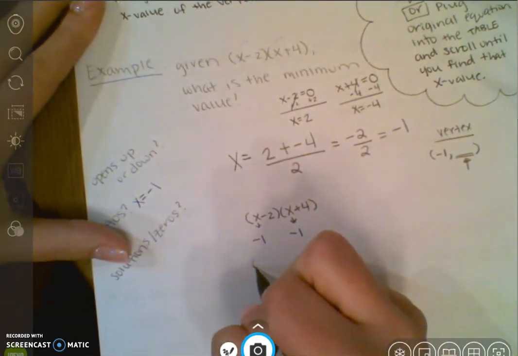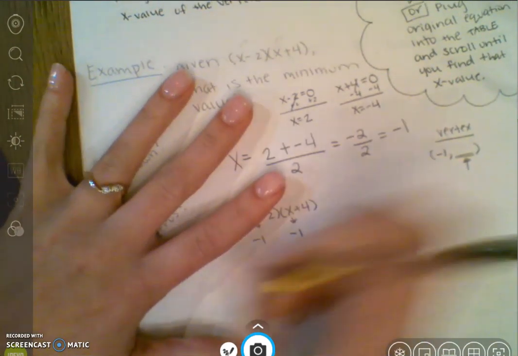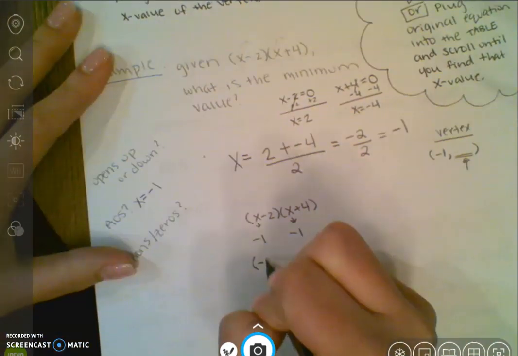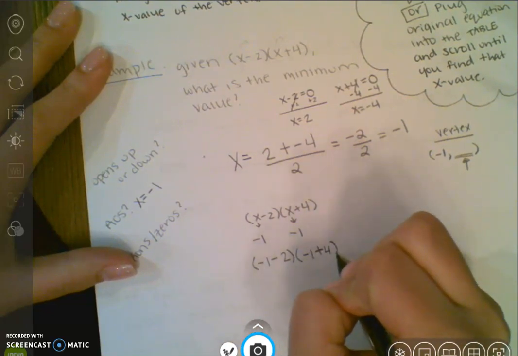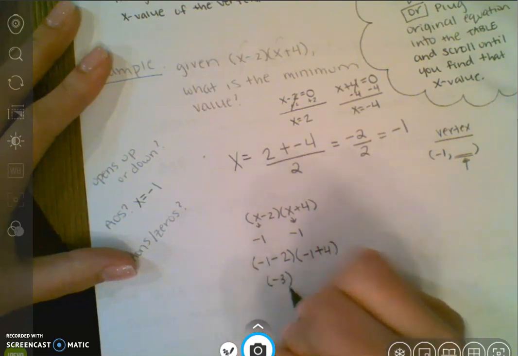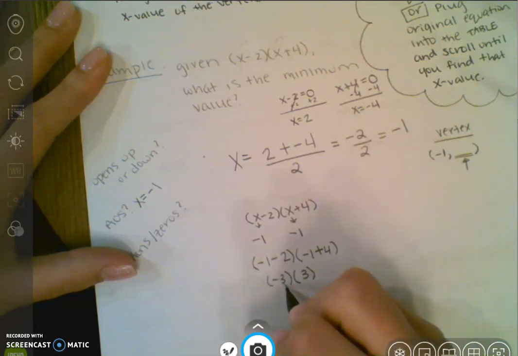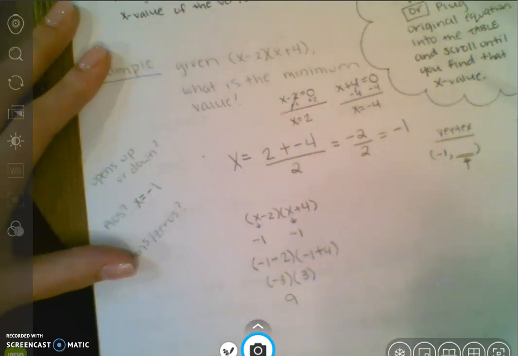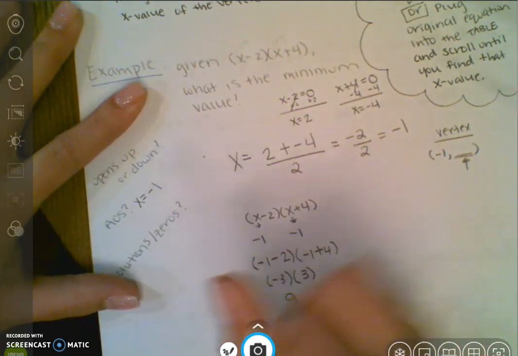So this is actually going to be -1. Oh, how about x again, y'all? This is actually going to be -1 minus 2 and -1 plus 4. -1 minus 2 is -3. If you are not sure, use your calculator, please. Times 3. -3 and 3 is a 9. So my minimum value is a 9.